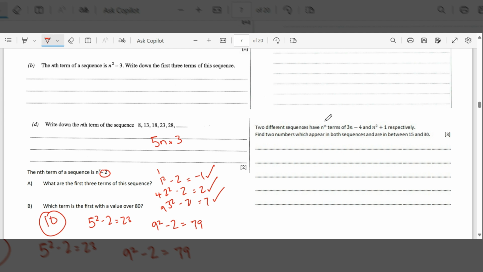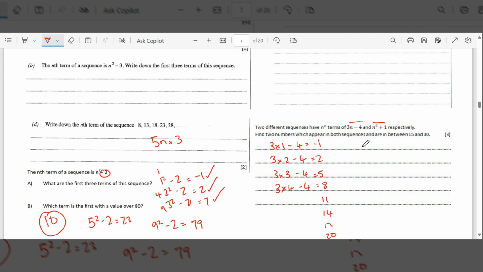Something similar here. 2 different sequences. There's the first one, there's the second one. Find 2 numbers that appear in both sequences, which are between 15 and 30. So the first sequence: 3 times 1, take away 4, minus 1. 3 times 2, take away 4, 2. 3 times 3, take away 4, 5. And keep going. You will start seeing a pattern because we're adding another 3 each time. It goes to 8, and we're going up in 3s: 11, 14, 17, 20, etc.